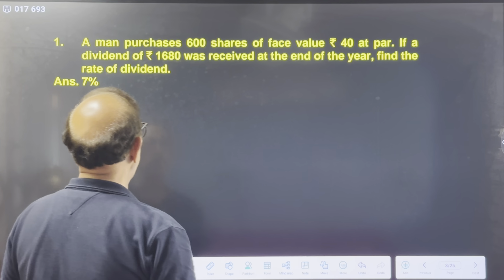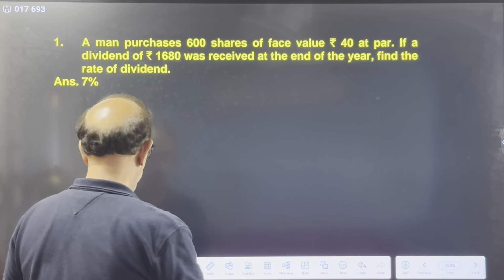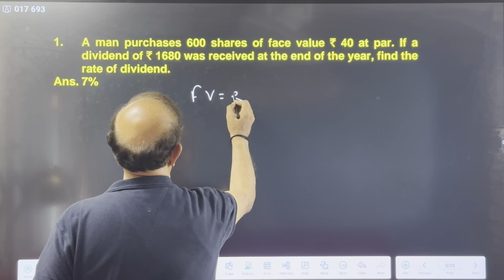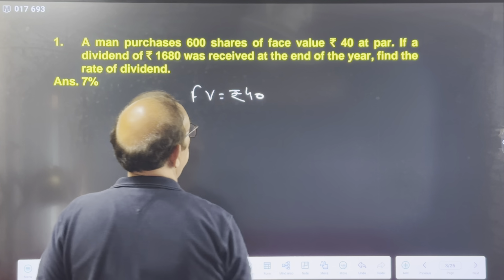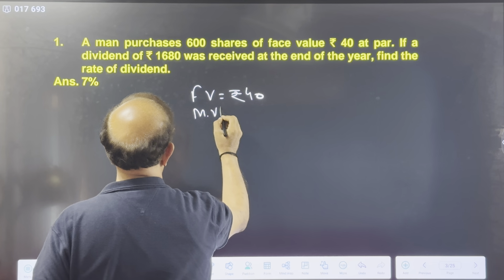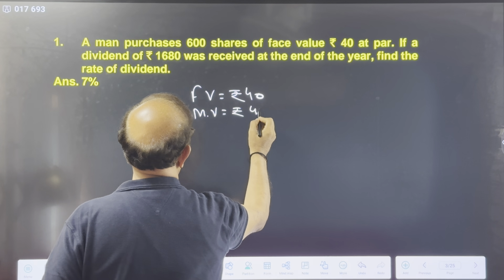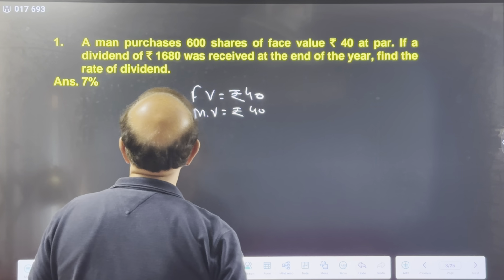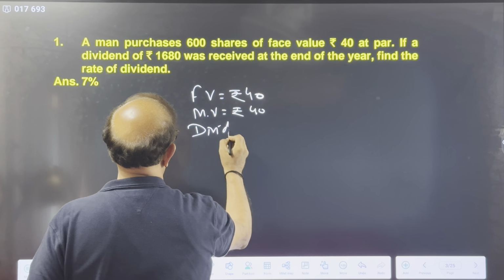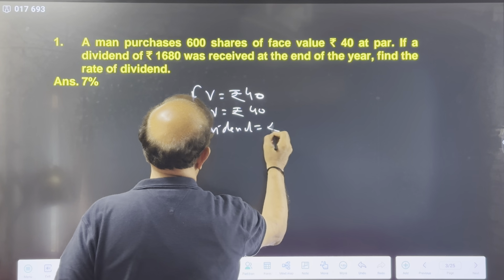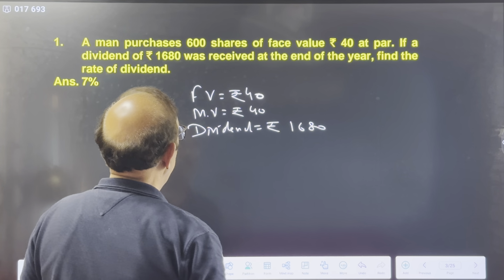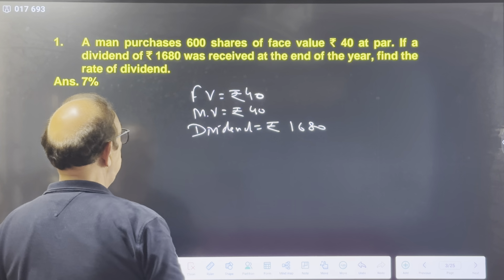A man purchases 600 shares of face value rupees 40 at par. At par means market value is also the same. If a dividend of rupees 1680, dividend means income, that is annually. This is annual dividend. At the end of the year, find the rate of dividend.